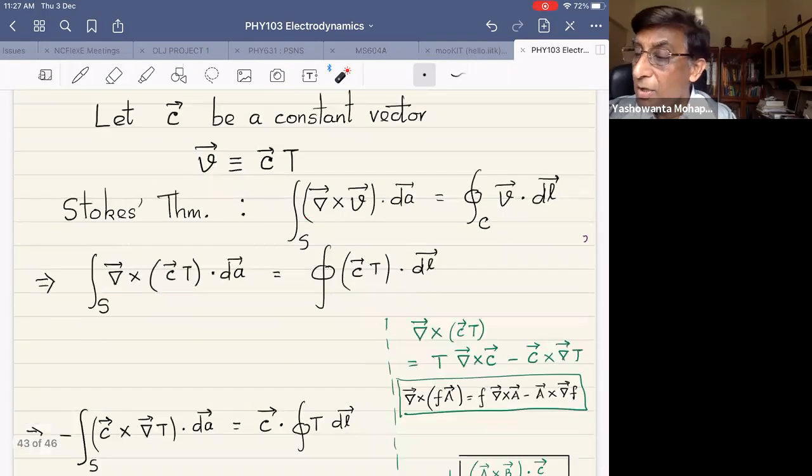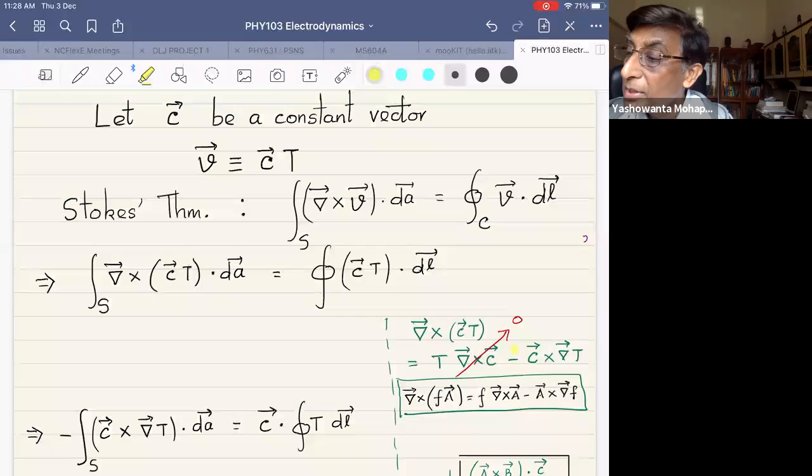So del cross cT, how do I use del cross cT? I can use a product rule, probably product rule 7: del cross of f times A is f del cross A minus A cross gradient of f. So in this case, this is T del cross c minus c cross gradient of T. All right. So now what is del cross c? c is a constant vector, so the curl of c must be 0. So what survives is only this.